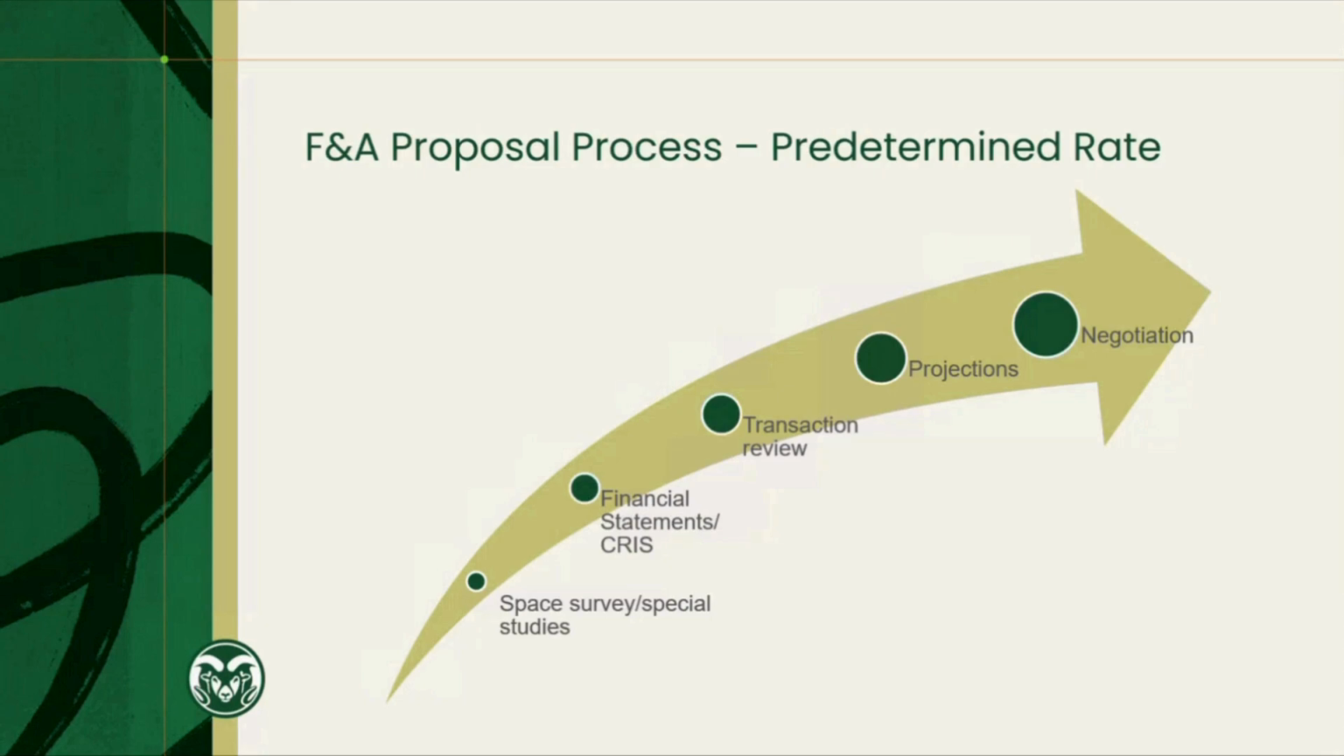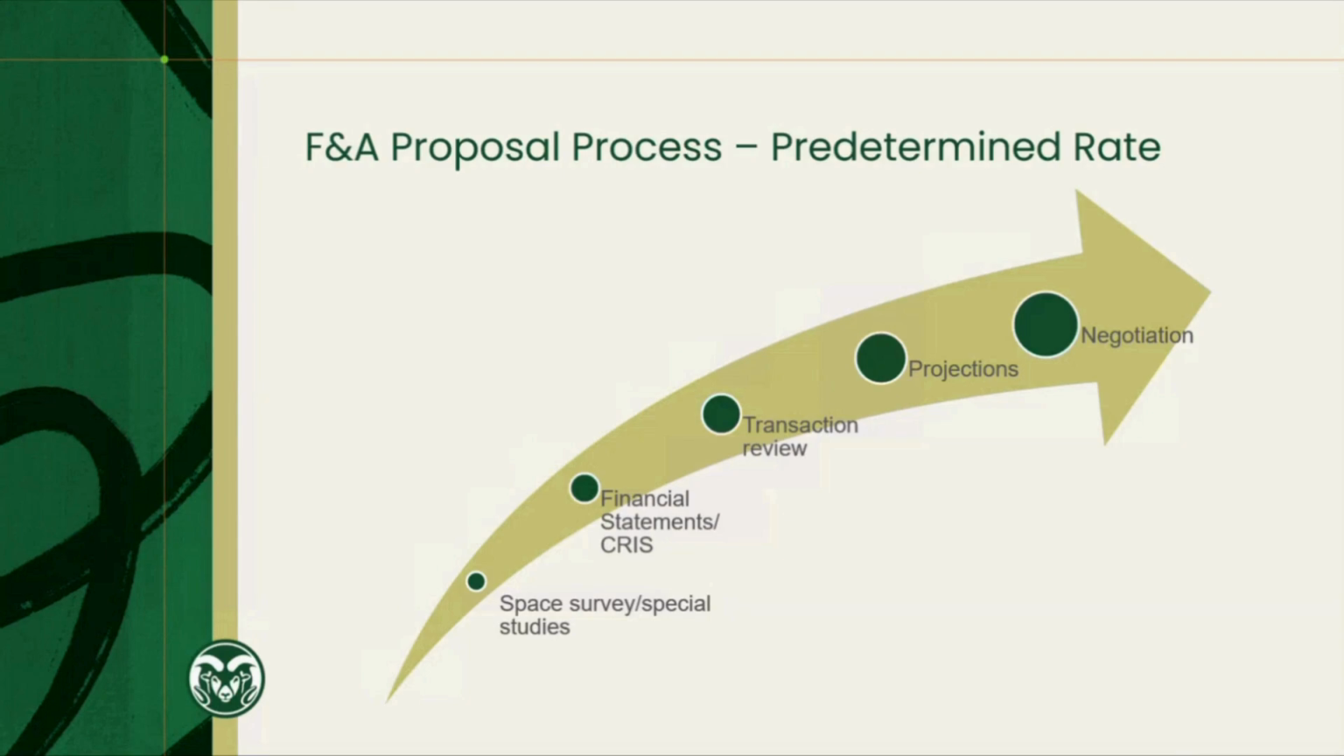We'll present all the actual results to the federal negotiators, and then we'll begin the negotiation process. So the process for doing that, the steps that have to take place, is there's a space survey and any kind of special studies that get done. So we want to make sure that we understand what our space is being used for, because that, as you'll see as we go forward, is a very important thing to know to get the cost allocated to the proper functions. So research and instruction, that kind of thing.